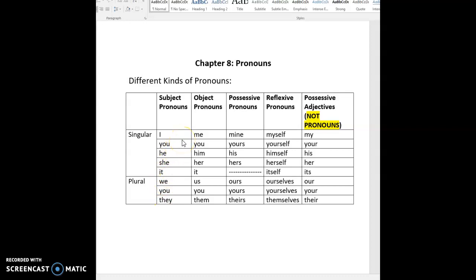And for example, I'm going to use an example from the book. I want to use some subject pronouns as the subject of my sentence, okay? You and I are good friends, okay? Notice the subject of my sentence is you and I.